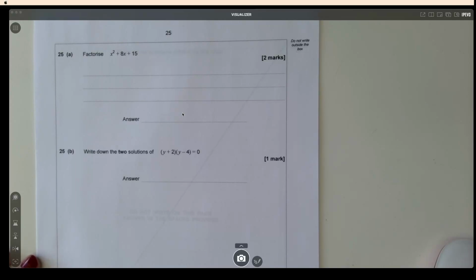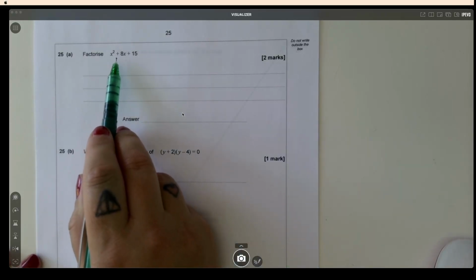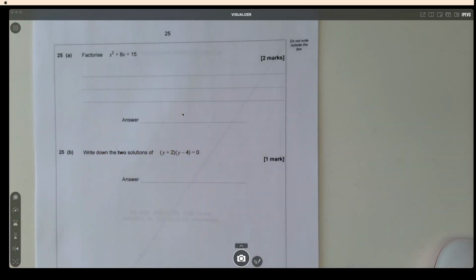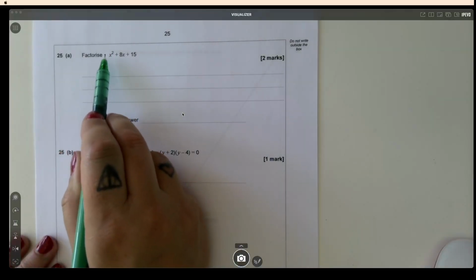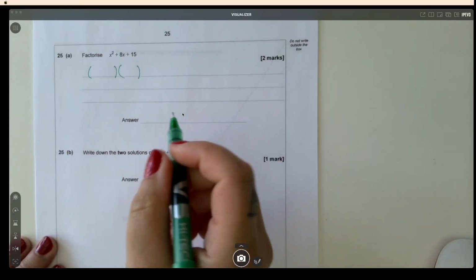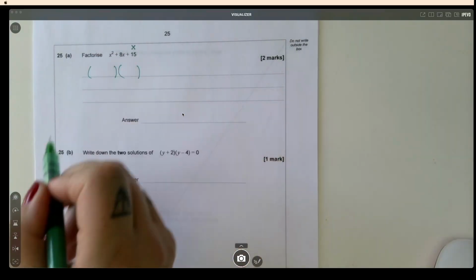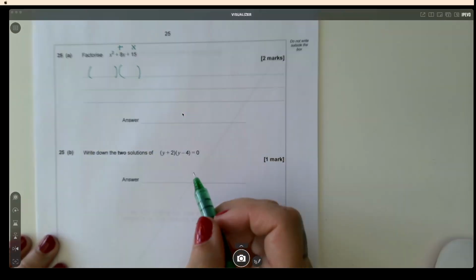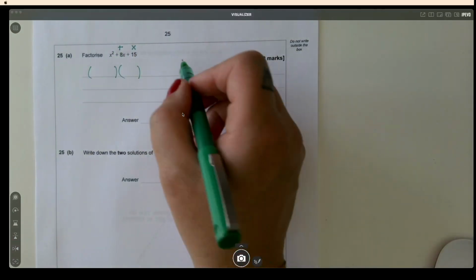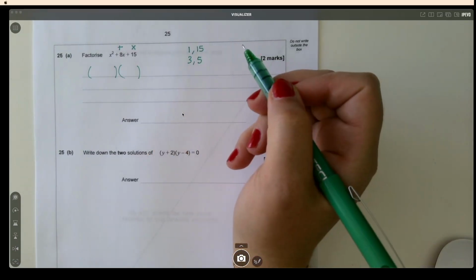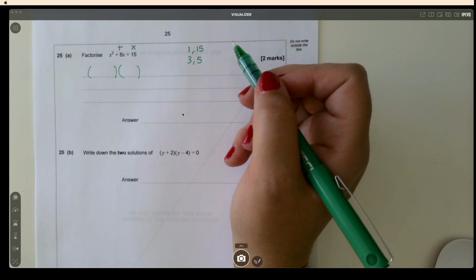Question 25a. Factorise x squared, add 8x, add 15. So what I'm going to do to factorise this expression is a quadratic. I've got a quadratic term and I've got the number on the end, so I'm definitely going to need two brackets. And I want two numbers that multiply to make 15 and then add to make positive 8. So numbers that multiply to make 15: 1 times 15 and 3 times 5. That's the only options I have.